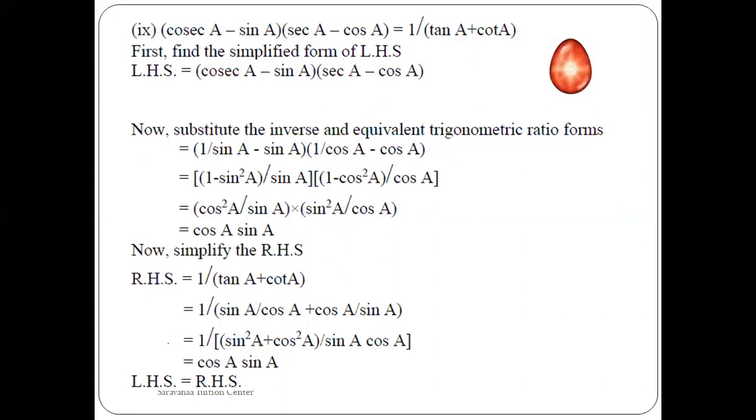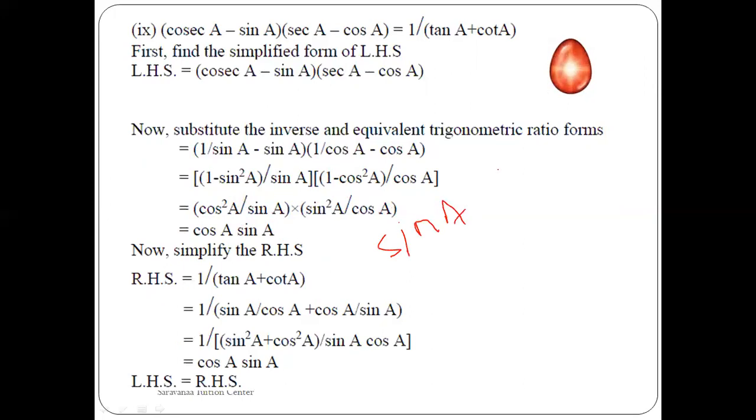So then you need to take the LCM correctly. So that is (1 - sin²A) by sin A into (1 - cos²A) by cos A. So both the denominators when multiplied become sin A cos A. Then (1 - sin²A) into (1 - cos²A) becomes cos²A into sin²A. So cos²A by sin A into sin²A by cos A.